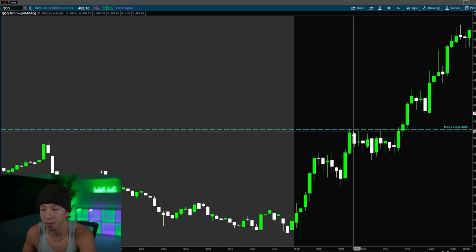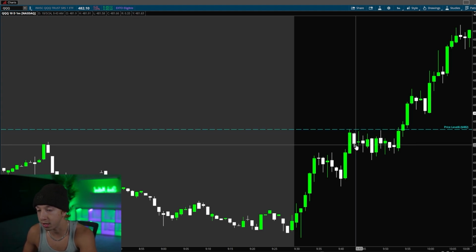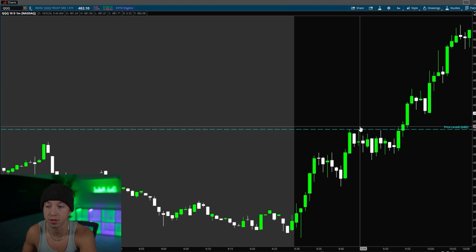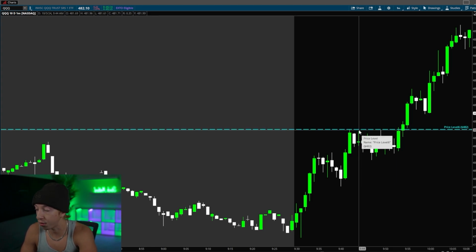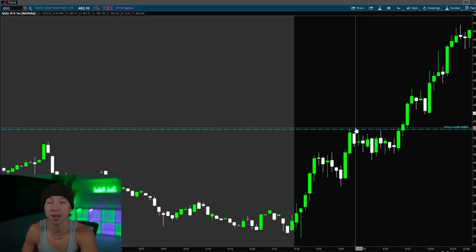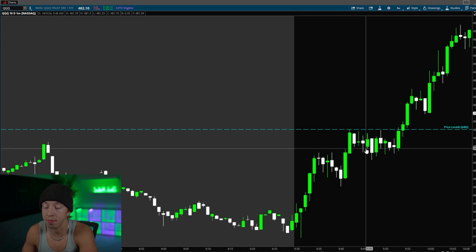So you have to wait for the pullback. You wait for the pullback, nice pullback, then we're waiting for it to break, right? If this candle broke 482, that's when we would be in. But guess what? We start to come up to that 482, then we reject, showing that there is a level at that 482, nice reaction, and we start to come down.